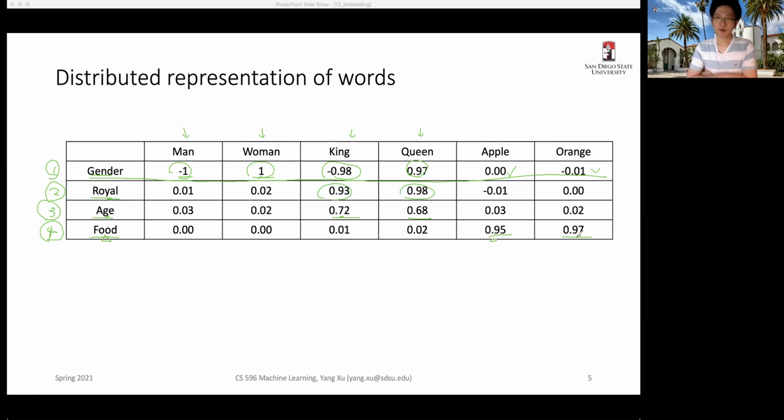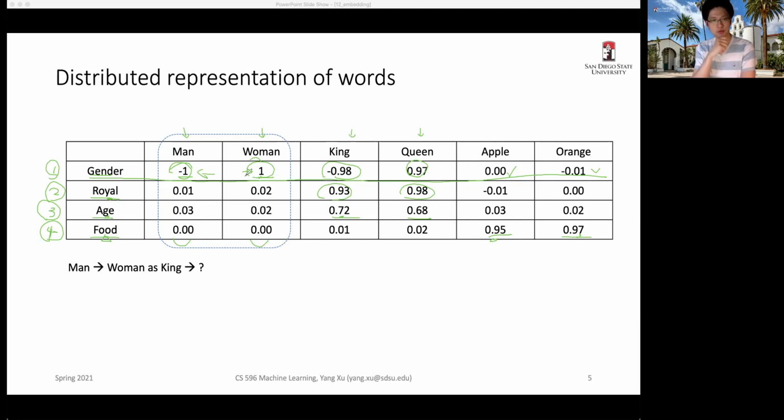So as you can see, once we have used these 4 abstract features to describe each word, then we can basically represent each word with a vector, right? Now the man is encoded with a vector with -1, 0.01, 0.03, and 0.0. And the woman is encoded as a similar vector, but the gender feature is at two different poles, two different extreme values.